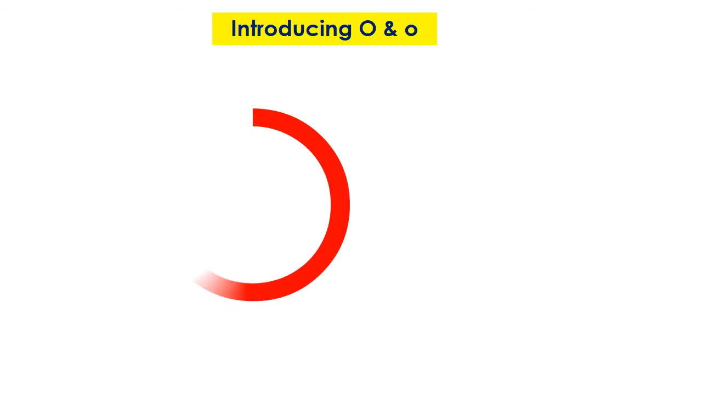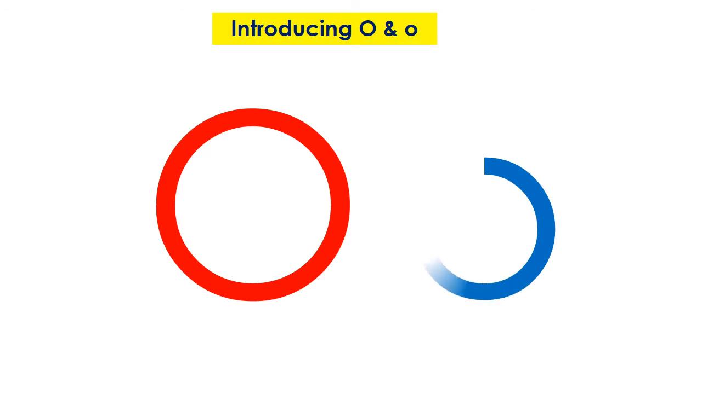This is capital O, capital O. This is simple O, simple O. Capital O, simple O. Children, did you see? Both capital and simple letters are similar to each other, but they are different in size. Did you see? Simple O is smaller than the capital O. Here you can see capital O in red and simple O in blue.